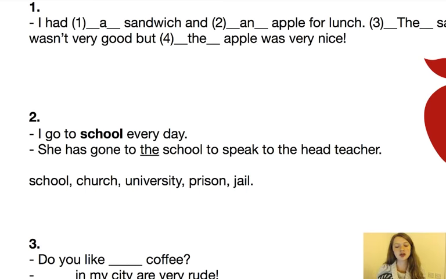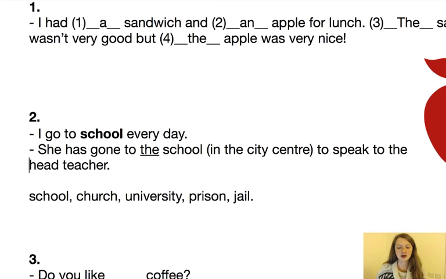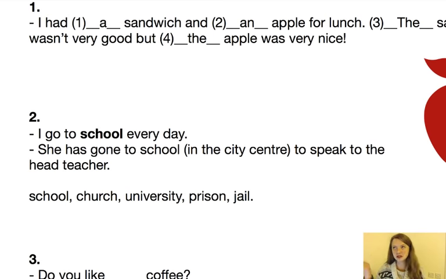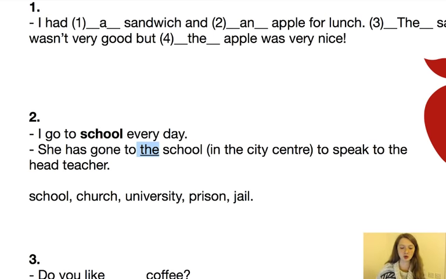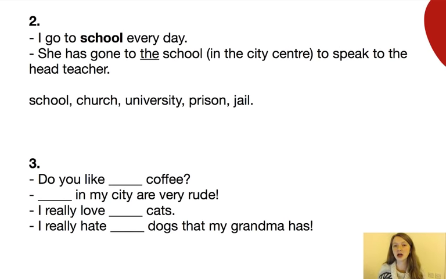She has gone to the school to speak to the head teacher. She's gone to the school. It's a specific school. I could say something like she's gone to the school in the, I don't know, in the city centre, okay? Then it's super specific. She's gone to the school in the city centre to speak to the head teacher. Very, very specific school. If I'm talking in general, she's gone to school to speak to the head teacher. It's a bit more general, but here, very specific school. The same would apply to this. So I could say, I was at the church earlier. The church sounds a little bit strange because it signifies a very specific church.